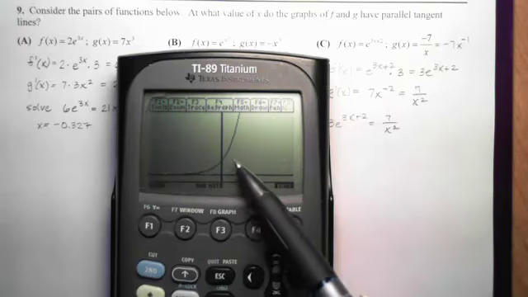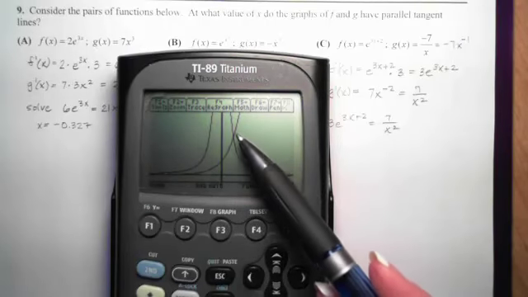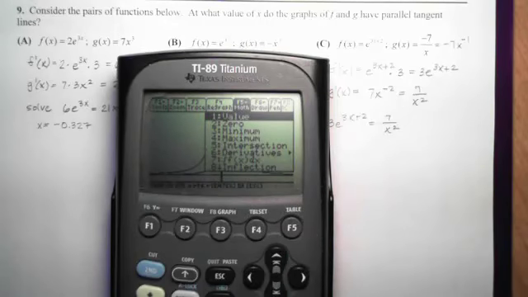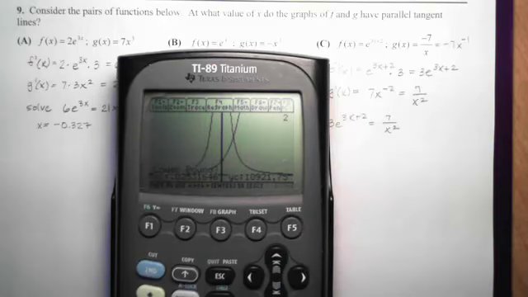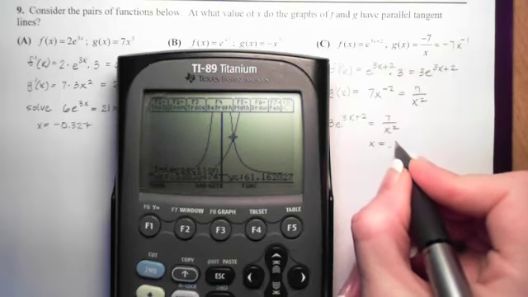Here comes that exponential. It's behaving the way we think. It's growing on the right. And here's our rational. Oh, look, now we can see that intersection. So to find the intersection, we'll do F5, 5, first curve, second curve. We need to be on the left, which is the lower bound, and I already seem to be there. So we'll just hit enter, and then we need to be on the right. Now I'm on the right, so we can hit enter, and we see an intersection at 0.338.